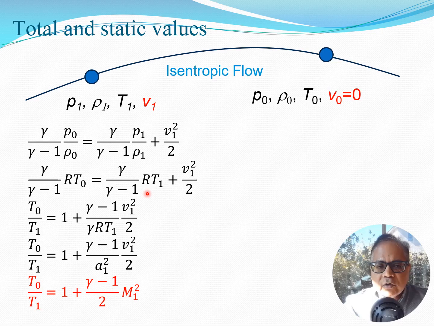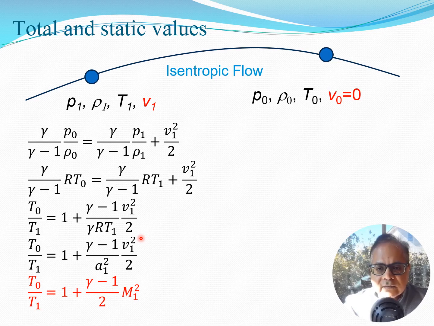Now what we do is we essentially divide the left hand side by this entire term, that is by gamma minus 1 R T1. If we do that, it becomes T0 by T1. The right hand side becomes 1 plus, gamma minus 1 by gamma R T1, so essentially this thing gets flipped. That's what happens. And you also have the V1 squared by 2 term.